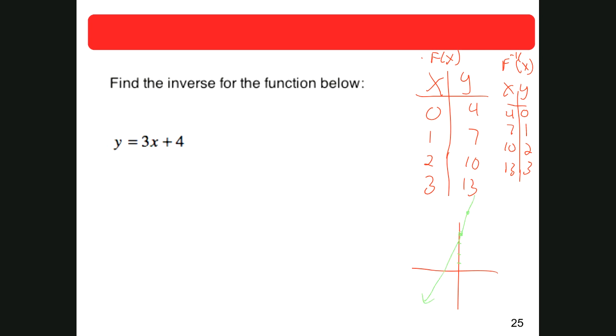Now, I don't know what the inverse graph looks like just yet, so let's find the inverse function. Okay, so the inverse, well, let's talk about, is this a function? Remember, if I drew any vertical line, it only touches this in one place, so this is a function.